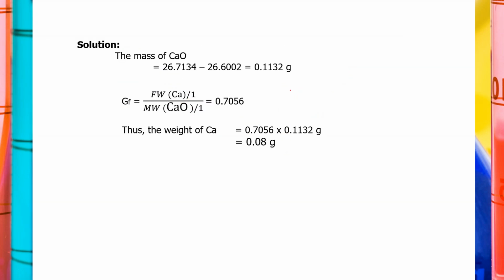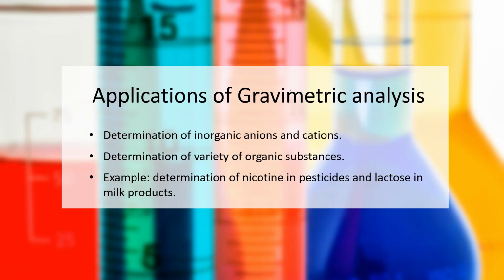This is the solution of the second question. Did you get it right? Last but not least, we look into the applications of gravimetric analysis. The first application is the determination of inorganic anions and cations. The second is the determination of a variety of organic substances, for example, determination of nicotine in pesticide and lactose in milk products.